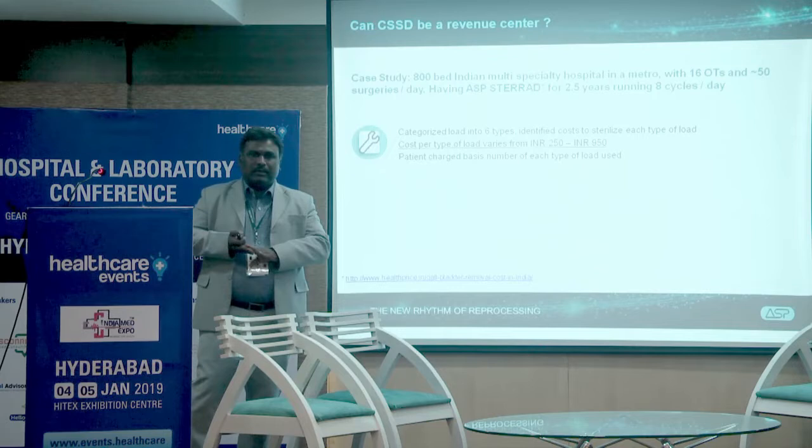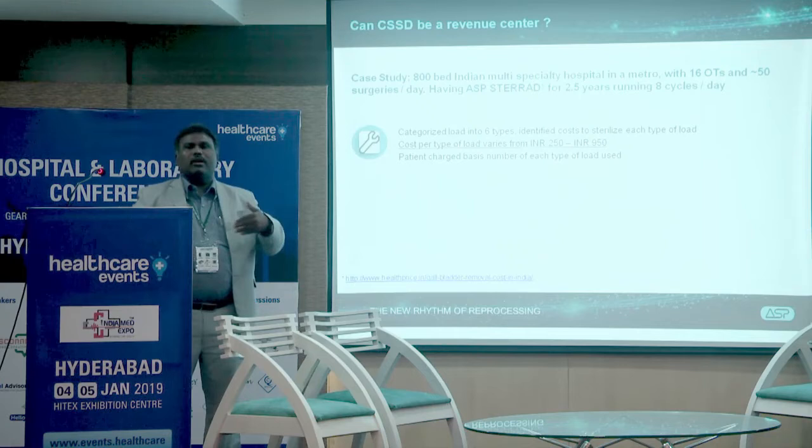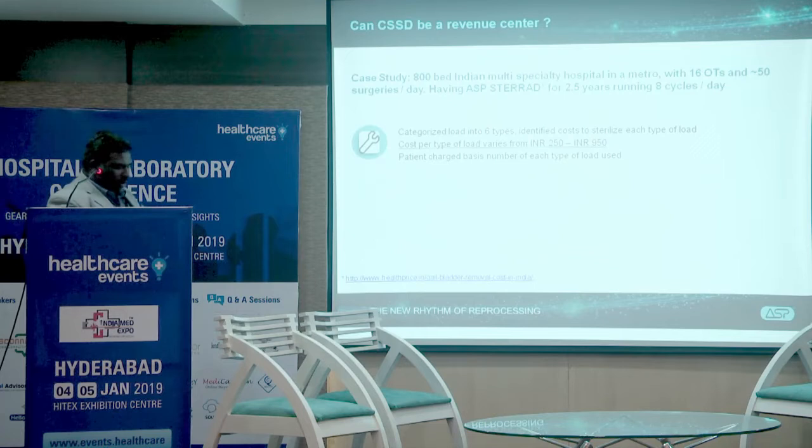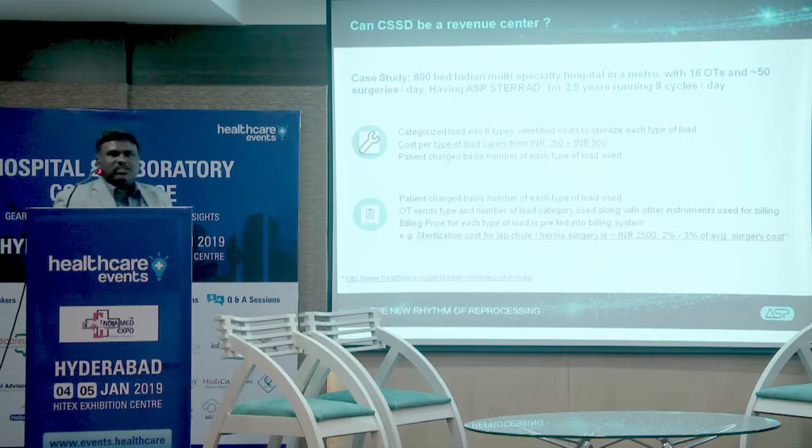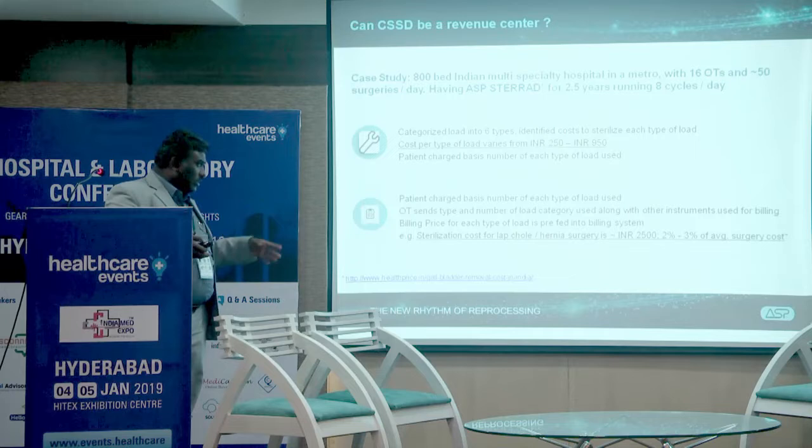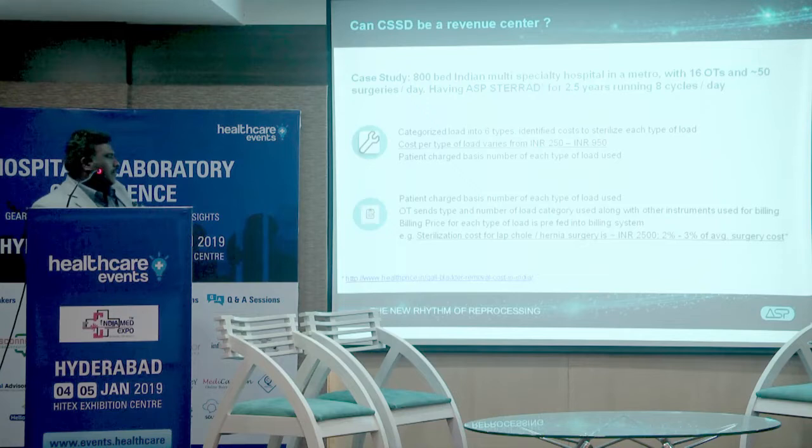If it is a critical load, it's a standard cycle. The flexible endoscopes need an advanced cycle. So the cost varies. Now, how are these costs managed? On a patient-charged basis. All the sets going to the patient, starting from the lab coli, all the procedures based on the therapy undergone, are charged in their bill. Overall, approximately 2% of the procedure cost is charged.